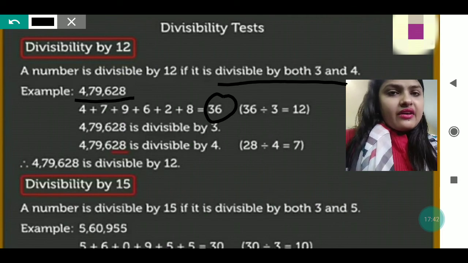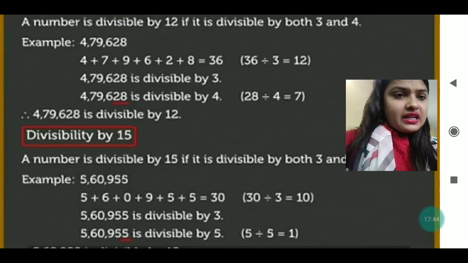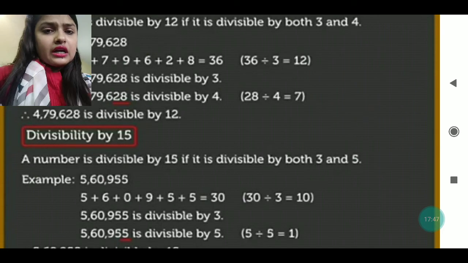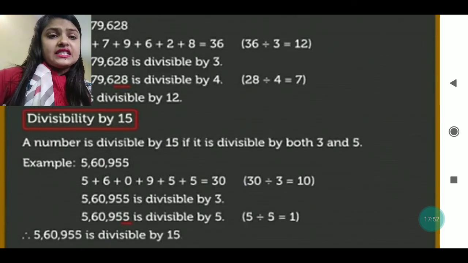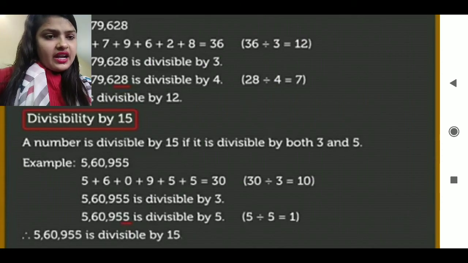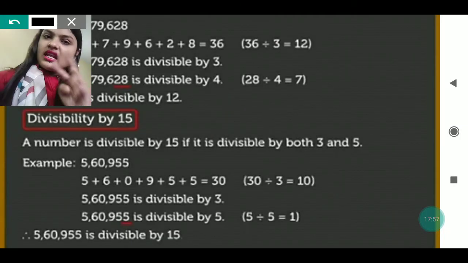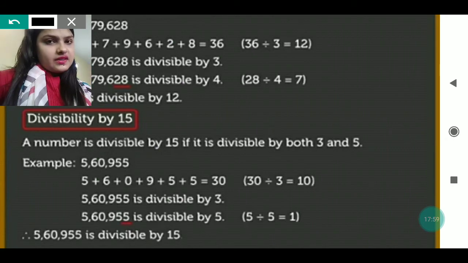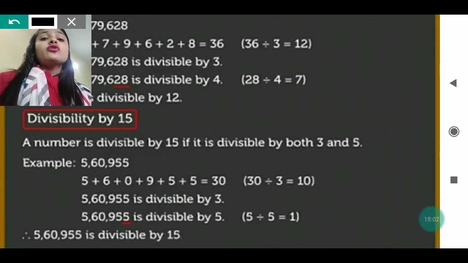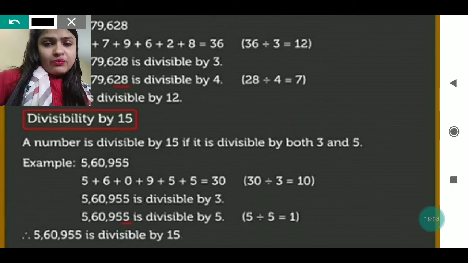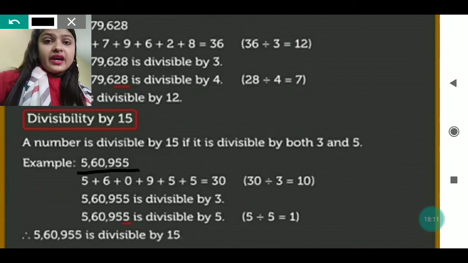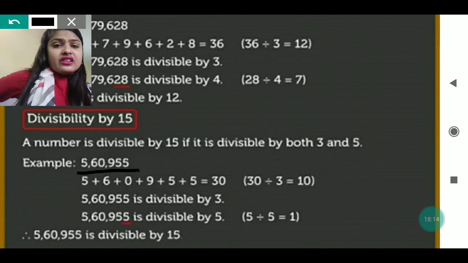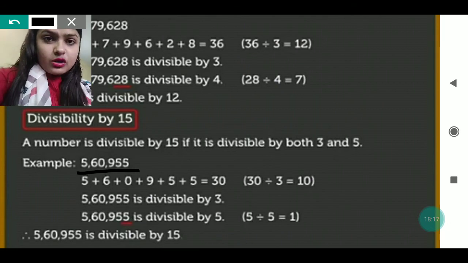In the same way, how can we find out whether a number is divisible by 15 or not? Just see. A number is divisible by 15 if it is divisible by both 3 and 5. So what was the process given to find the divisibility of 3? We just have to add all the digits. Here also the number given is a very big number. We will add all the digits and see whether that sum is divisible by 3.